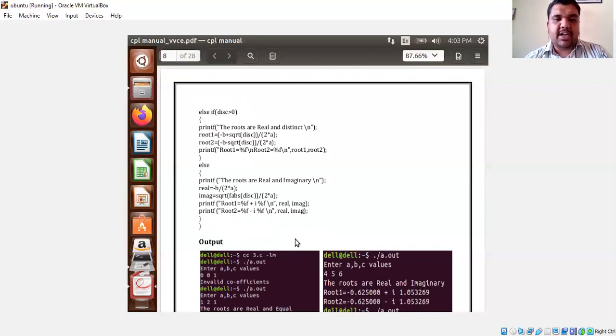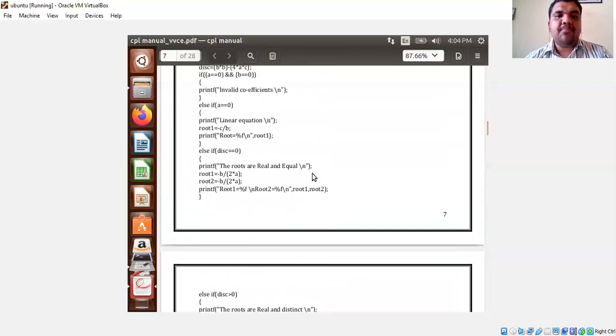Then we are going to print the roots separately. Root 1 is equal to percentage f plus i percentage f. Root 2 is equal to percentage f minus i percentage f. So this is the concept behind the nature of roots of a quadratic equation.